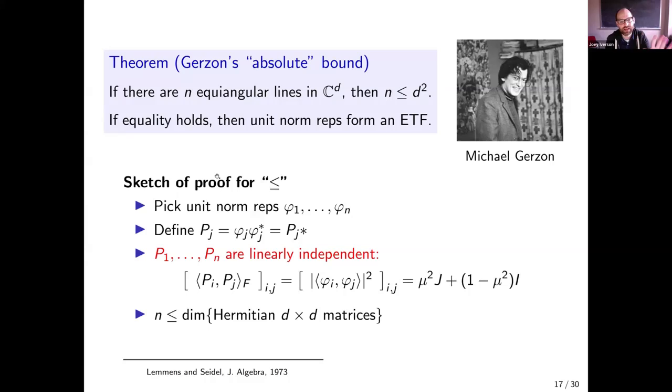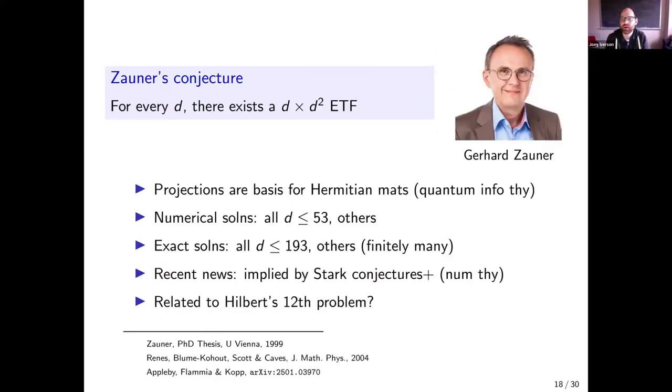Now, I don't know if Gerzon even thought about the complex case. I wouldn't be surprised if he did. He was originally talking about the real case. This was some interesting pure math problem. But since then, this has become very much an applied math problem. And the complex case is known as Zauner's conjecture. The conjecture is in the complex case: this happens for every d. You hit this bound, and there exists a d by d squared ETF.